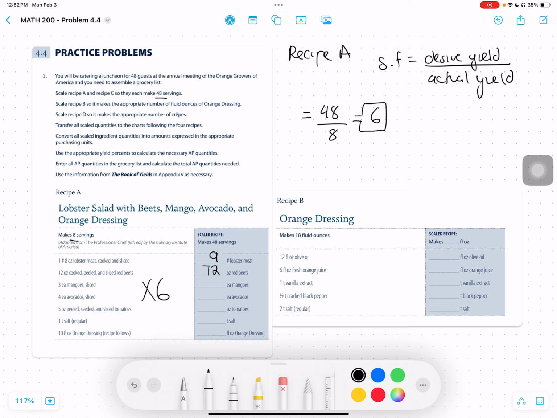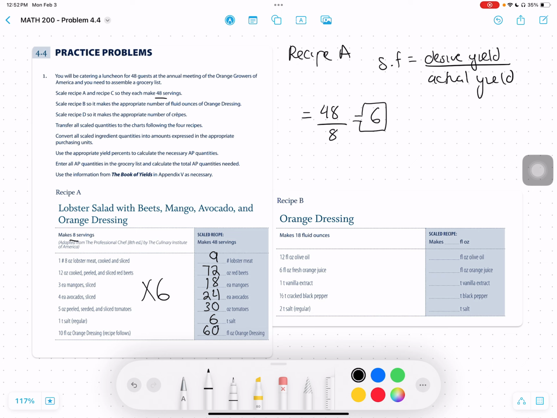Third ingredient, that's 3 mangoes. So 3 times 6, that's 18 mangoes that I need. And then 4 times 6, that's 24 avocados that I need. 5 ounces times 6 is 30 ounces of tomatoes. 1 tablespoon, 1 teaspoon times 6, that's 6 teaspoons. And then 10 fluid ounces of orange dressing times 6, that's 60 fluid ounces of orange dressing. And I'm done with my scaling of the recipe.